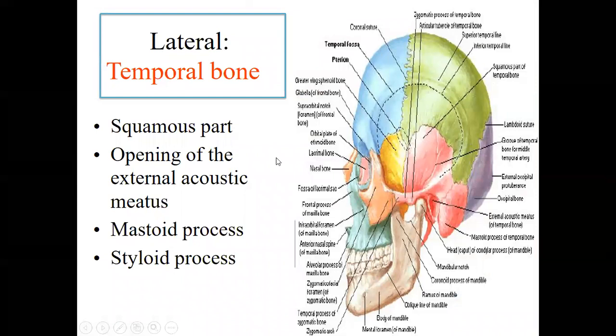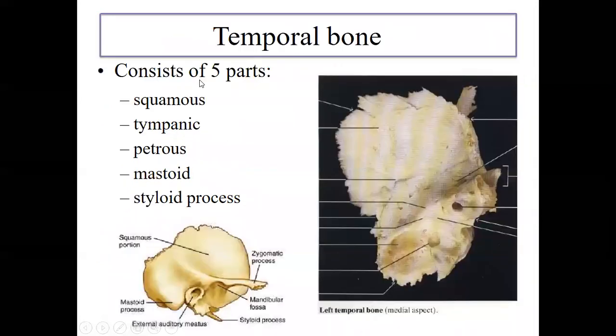On the temporal bone, there are a few important parts that you have to know. You can see here, this is the squamous part of the temporal bone. And then we also have the opening of the external acoustic meatus. You can see here, this is the opening for the external acoustic meatus. And we also have the mastoid process of the temporal bone, and the styloid process. These are the important parts of the temporal bone that you can see on the lateral aspect of the skull.